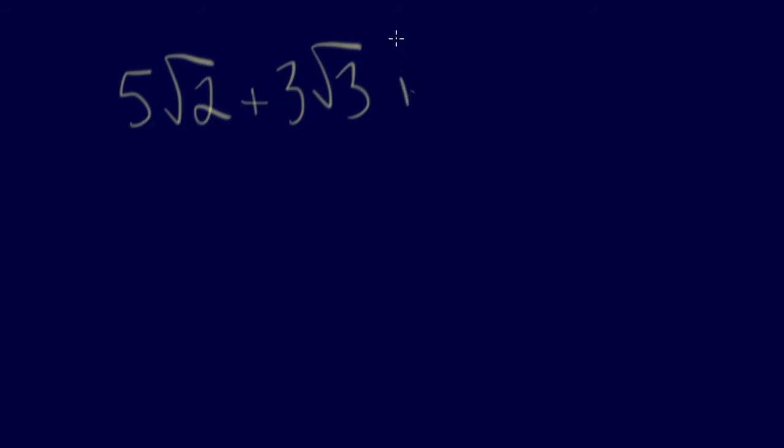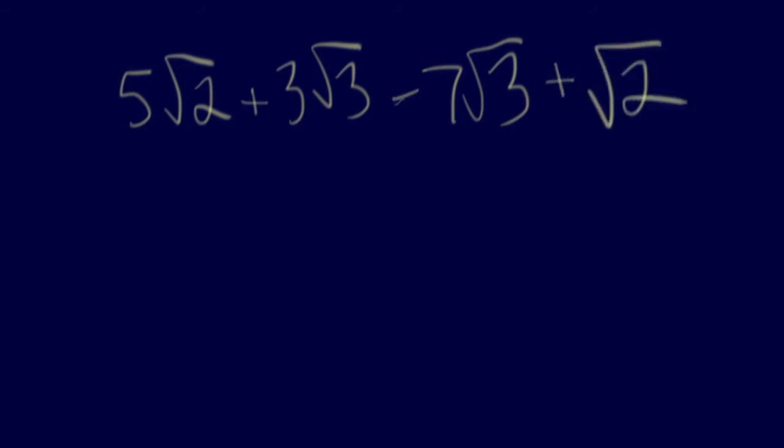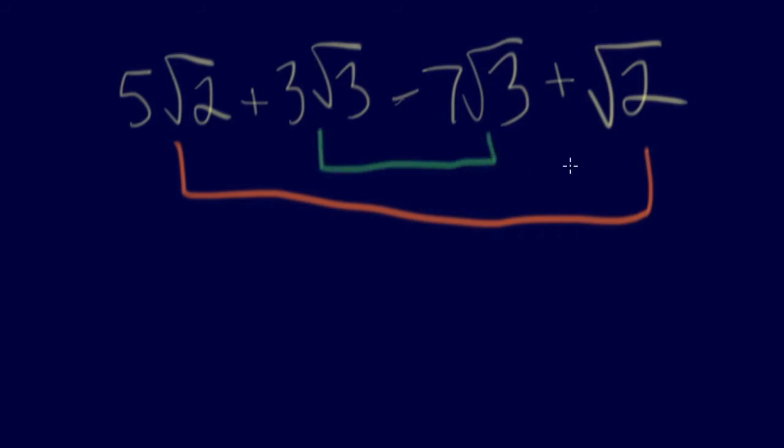Let's say you had something like this. You had 5 root 2 plus 3 root 3. Actually, let's make this a minus 7 root 3 plus root 2. Okay. So we have two different kinds going on here. We've got root 2's going on, and we have root 3's going on. So let's deal with the root 3's right now.